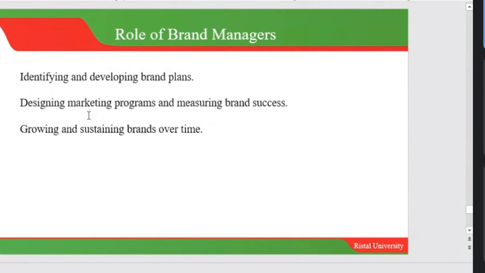The role is identifying and developing brand plans, then designing branding and marketing programs, measuring brand success, then growing and sustaining brands over time. So, as the brand manager, you can identify where there is need for improvement, or a better way of designing again, or understand whether your brand is a success or there is need to adjust a few things.